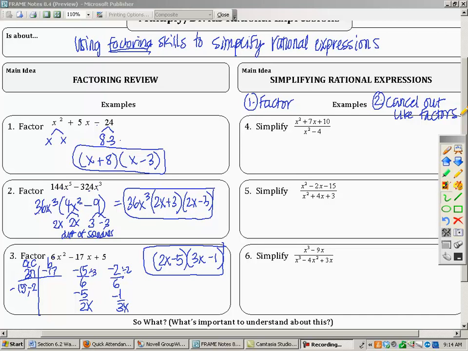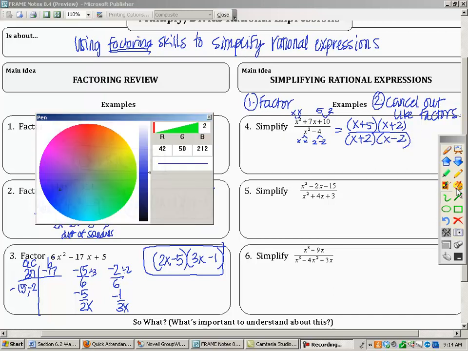I can factor x squared, and I'm going to do that here, to x and x. I can factor 10 to 5 times 2, because 5 plus 2 gets me 7. So what I get on top then is x plus 5 and x plus 2. In my denominator, this is a difference of squares, so x squared is x and x. Negative 4 is 2 and negative 2. So I have an x plus 2 and I have an x minus 2.